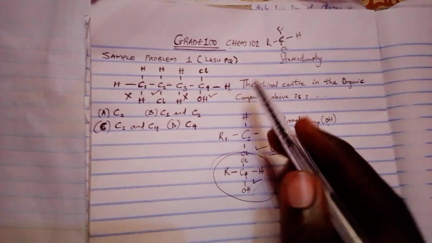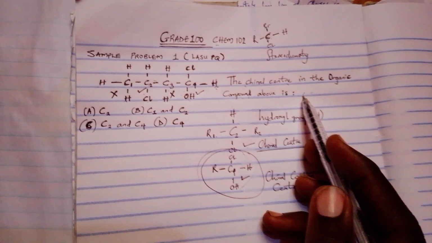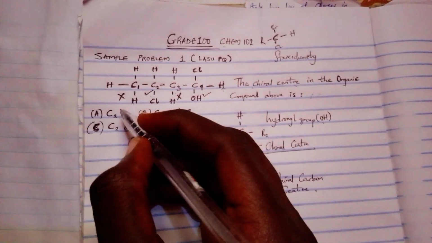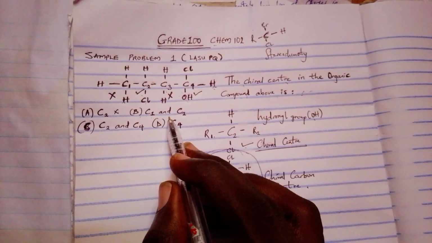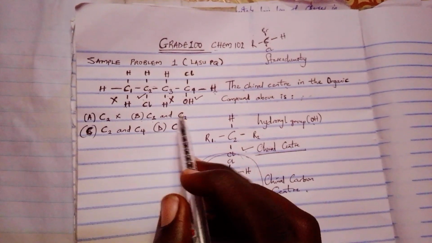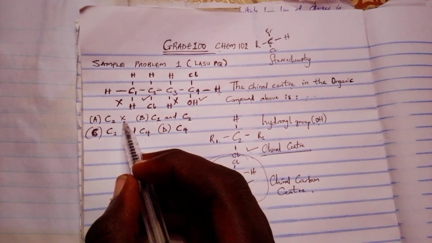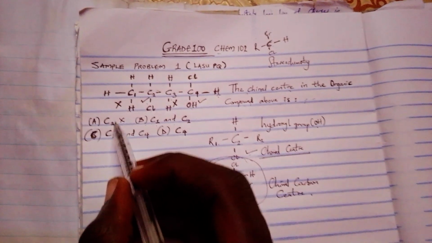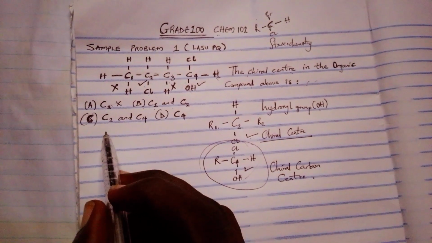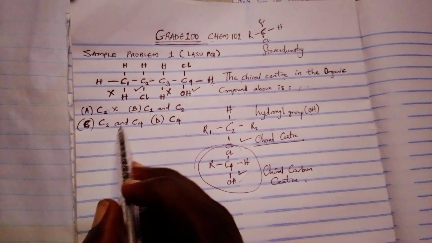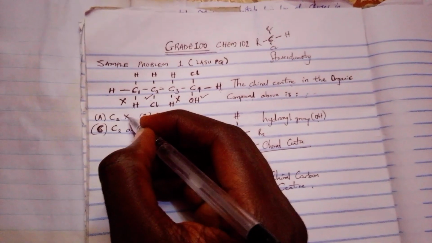Now to the question. They say the chiral center in the organic compound above is A, carbon 2. This is not the correct answer. Now B, carbon 1 and carbon 2. Already, we know carbon 2 is actually a chiral center, but this is not the correct answer because we still have option C, which states carbon 2 and carbon 4. This is the best answer here.